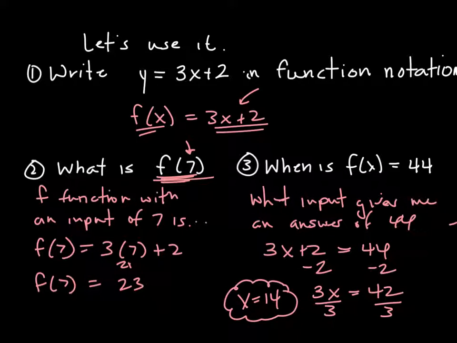So what this now means is that if I were to plug a 14 into my equation, so 3 times 14 plus 2, I will get an answer that is 44. So what we were simply finding here this time is what is the input that I can plug in to give me 44. All right, on to another example.